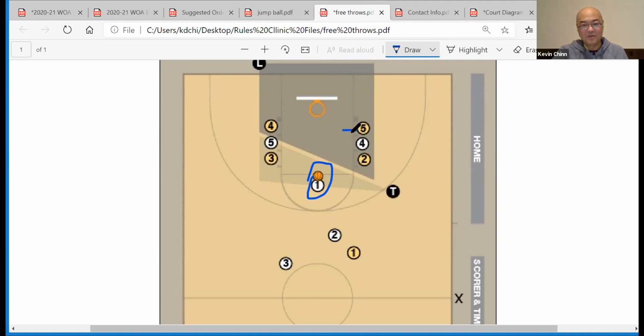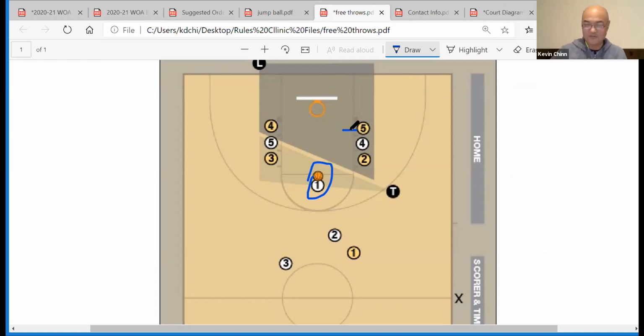So again, we're not on the floor, but basically when you stick your arm out, you can see me here, that's a delayed violation. We're going to wait to see if the ball hits or makes, excuse me, see if he makes it. If he makes it, we're good. If he doesn't make it, he gets another shot. Now, second part of this question.